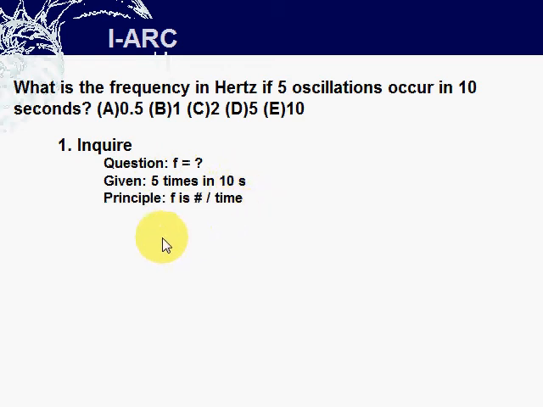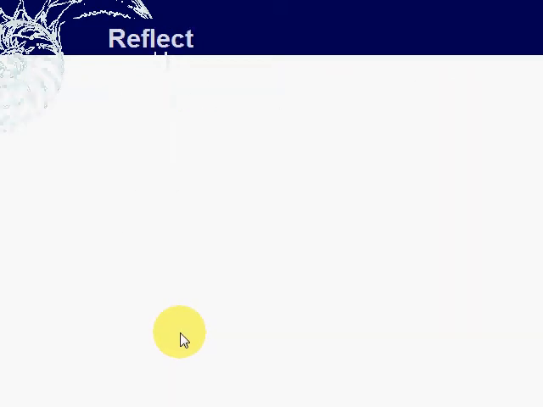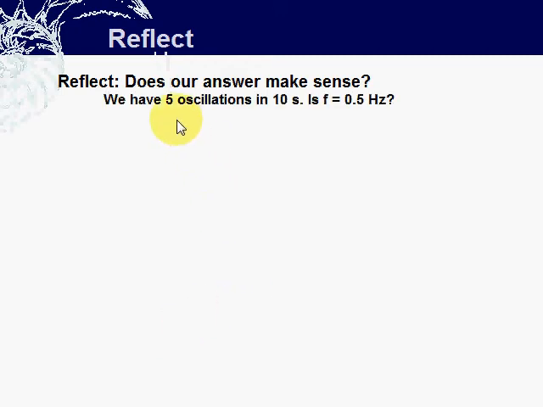And my definition for frequency is the number of times I do something divided by the time interval in which these occur. So when I apply the formula here, I have 5 divided by 10, and that's 0.5 hertz, 1/2 hertz. I reflect on this to certify my answer. Remember, inquire, apply, reflect, and communicate. This is an important stage because many times students divide it the wrong way. Does our answer make sense? In other words, if 5 oscillations occur in 10 seconds, is it 0.5 hertz?